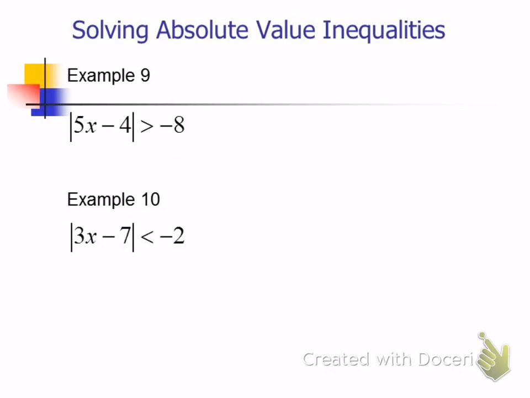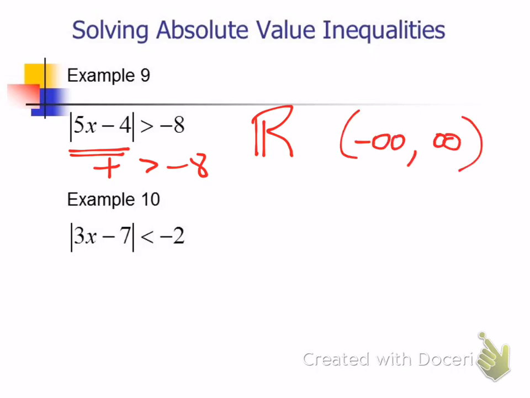This first inequality is saying, hey, our distance, which is what kind of number? Positive number, has to be greater than -8. When is something positive going to be bigger than a -8? Always. Anytime something is always true, our solution is all real numbers. How would I graph all real numbers? Shade the whole number line. How would I write it in interval notation? Negative infinity to positive infinity, right?